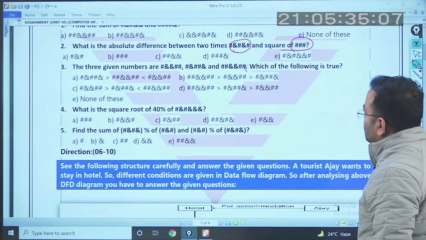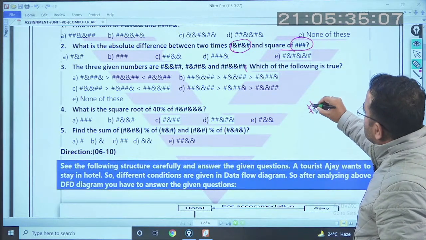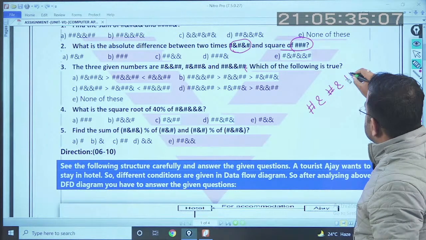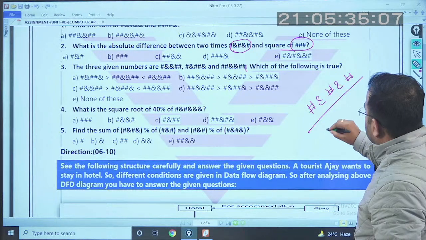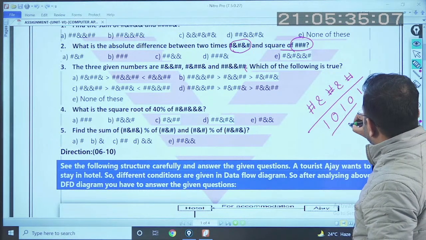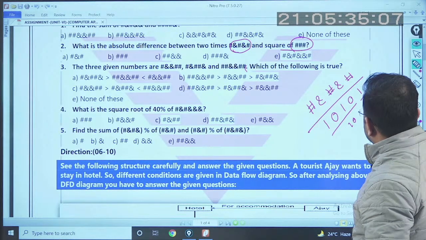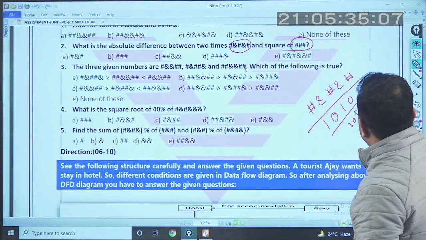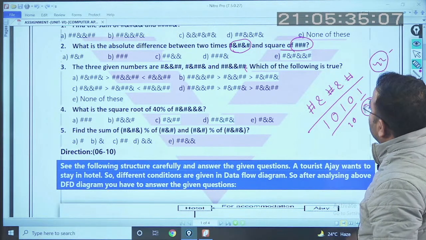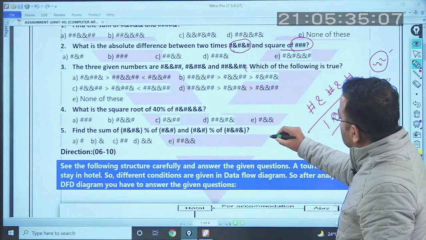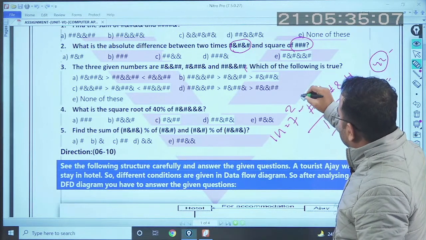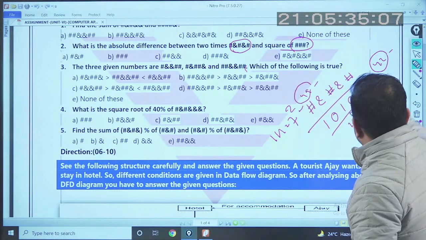So, first we have to write the question. The question is hash and hash and hash. So, what is it? Decode it in 1 and 0. This is 1 0 1 0 1. So, 1 0 1 0 is 10, and with 1 this is 21. So, 2 times of 21, that means 42. So, one value we are taking is 42. Then the second is triple hash. Triple hash is triple 1, and triple 1 is 7. So, what is the 7 square? This is 49. So, one value is 49, another value is 42.